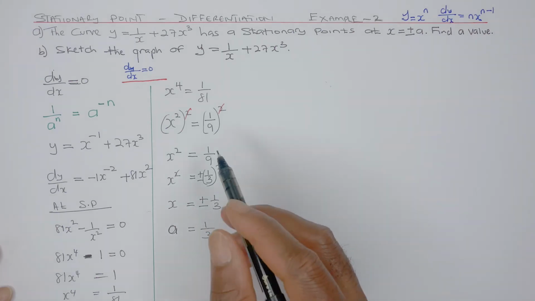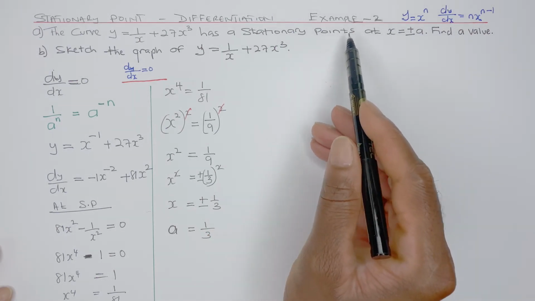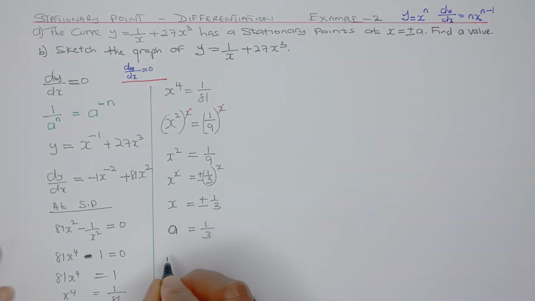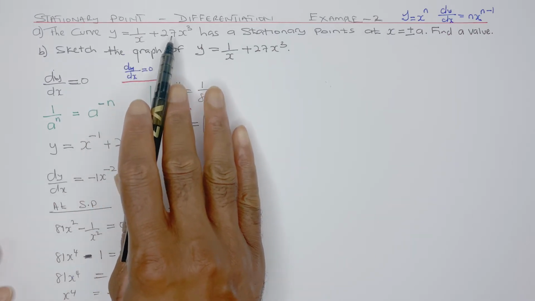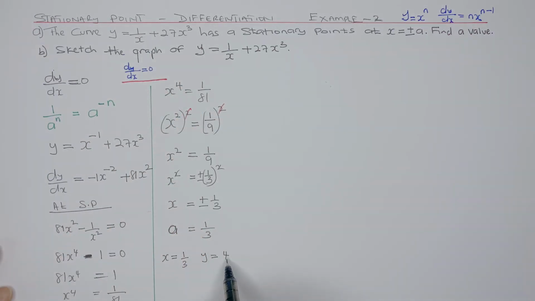Now we've found the value of x where dy/dx is 0, the stationary point or the turning point. Therefore, when x equals 1 over 3, y is 4, because if you put 1 over 3 back into the function y, you get 4. And when x equals minus 1 over 3, y equals minus 4. So these two coordinates are both turning points, but one of them is a maximum and one of them is a minimum.